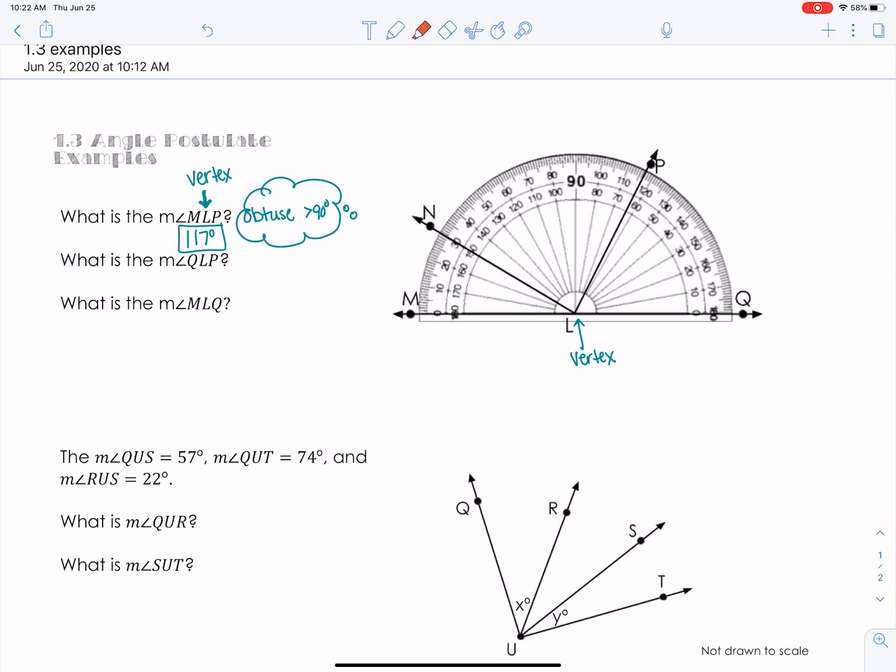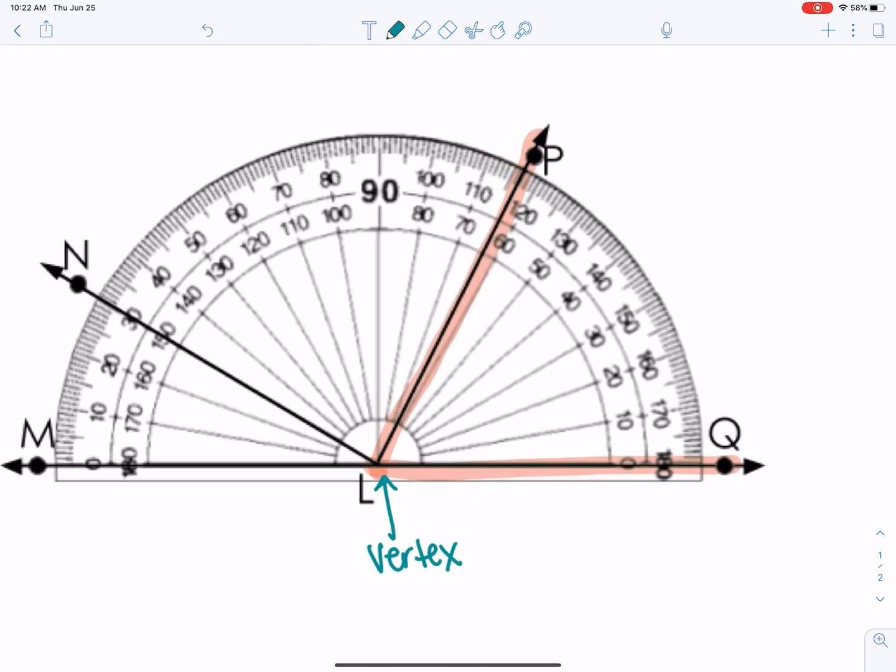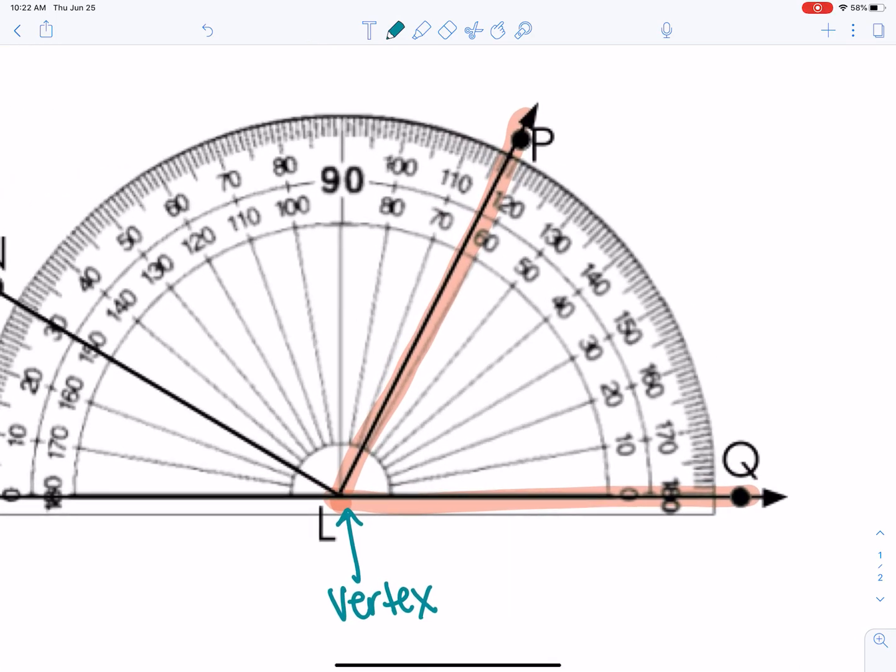What is the measure of QLP? So start at Q, go to L, up to P. So let's think about this one. What do we think about this one? Does this one look bigger than 90 or less than 90? So this one would be acute because it is less than 90 degrees. So that means when we're looking at our number up here, we're wanting to find the number that is less than 90 degrees. So we wouldn't want to use this one because that's between 110 and 120. So we're going to use this one.